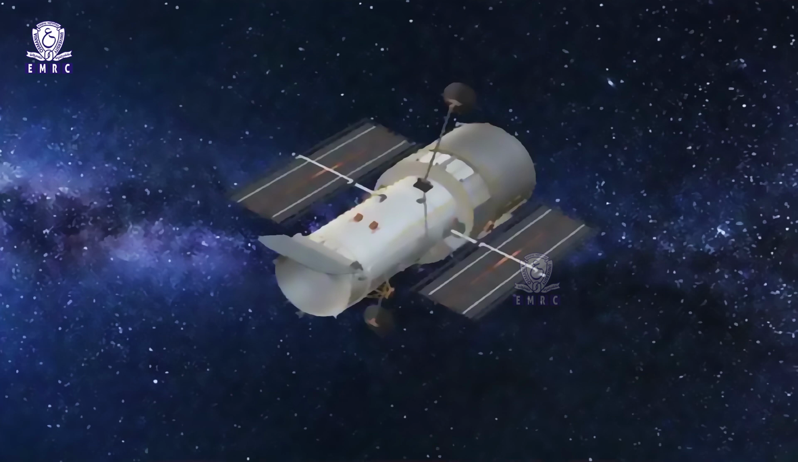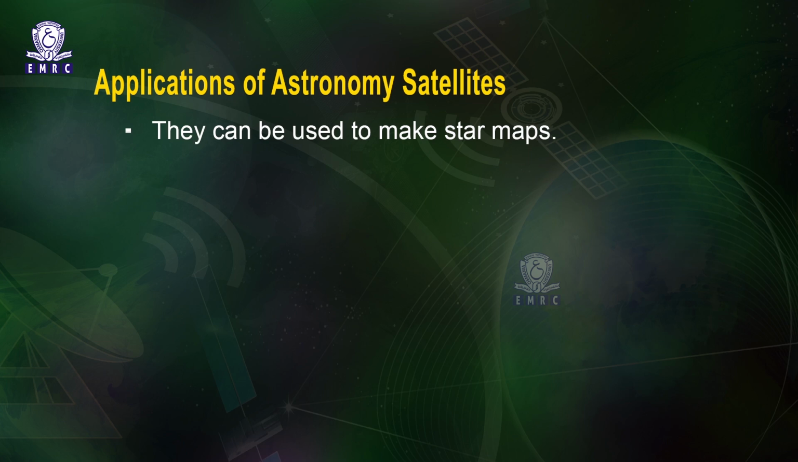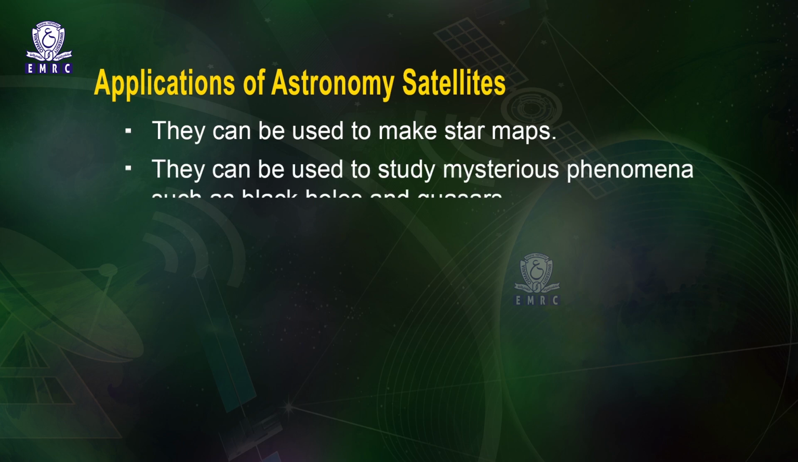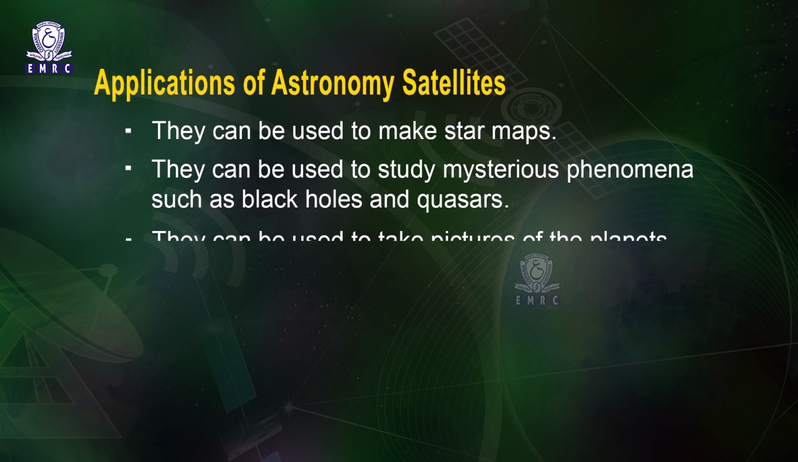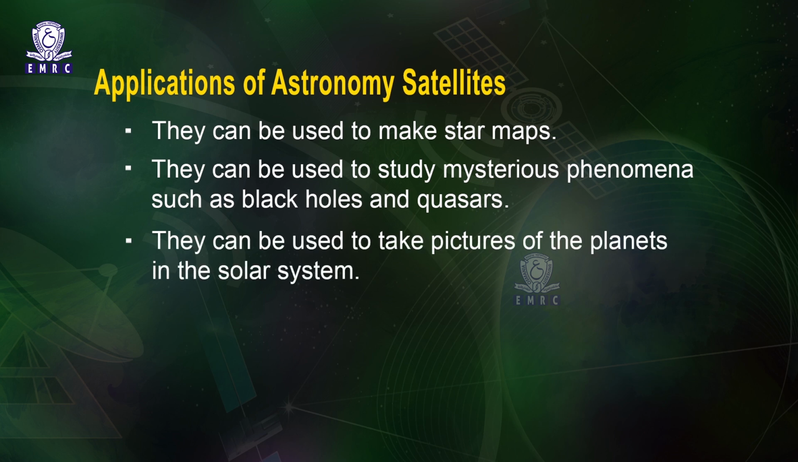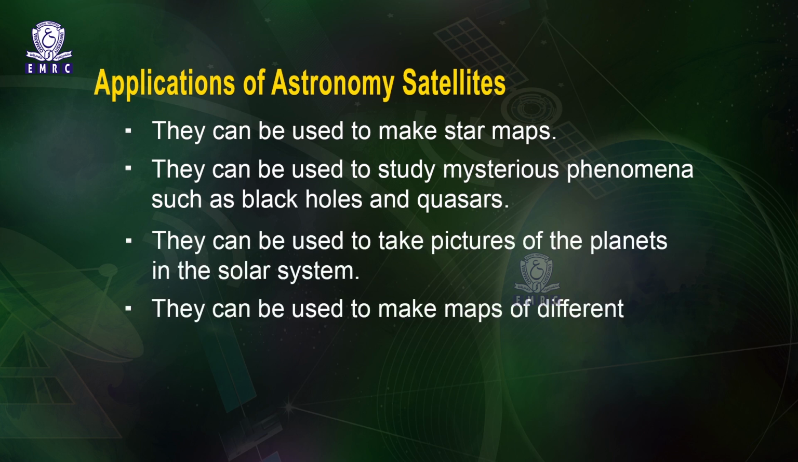Astronomical satellites have many different applications. They can be used to make star maps. They can be used to study mysterious phenomena such as black holes and quarks. They can be used to take pictures of planets in the solar system. They can be used to make maps of different planetary surfaces.